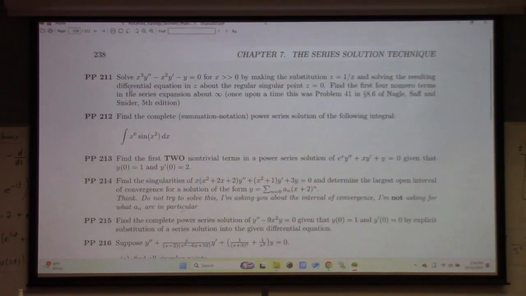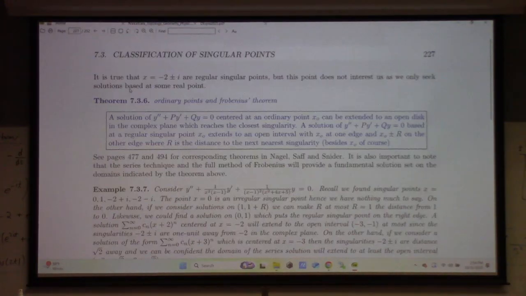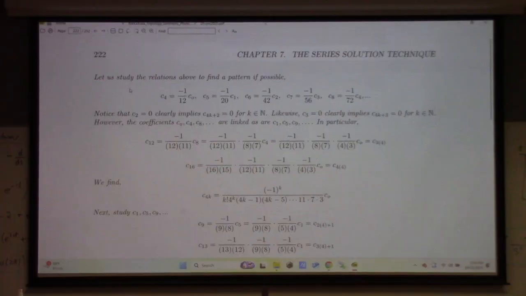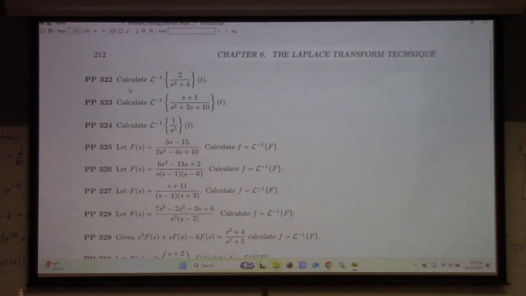Ah, the double scrolling, it got me. I hate you, double scrolling. The worst. It got us all the way over to the Frobenius method. Whew, that's a bad place to be.